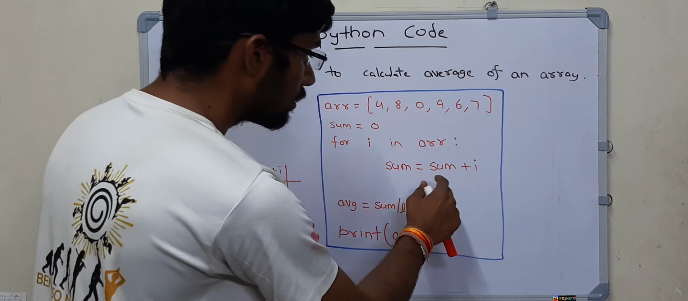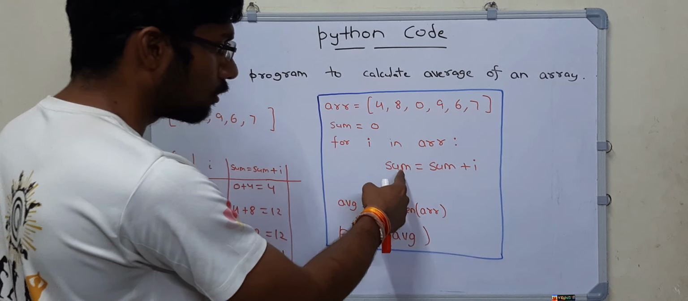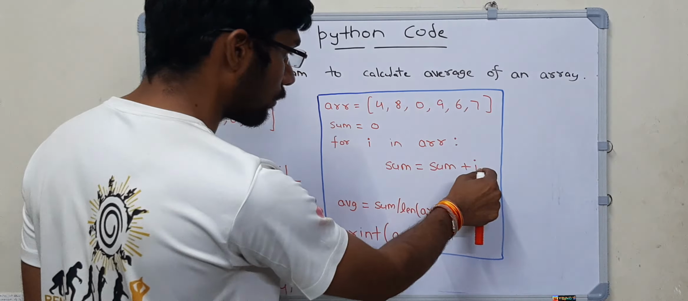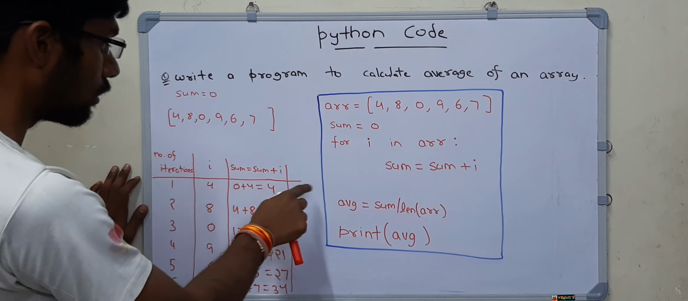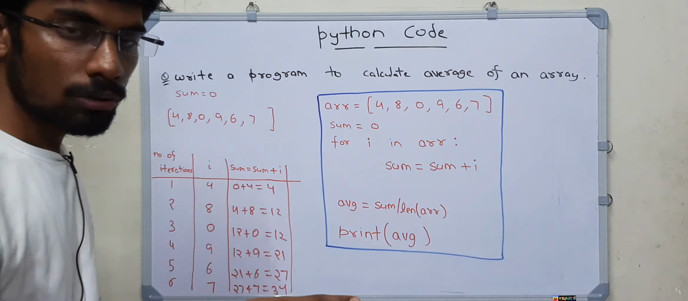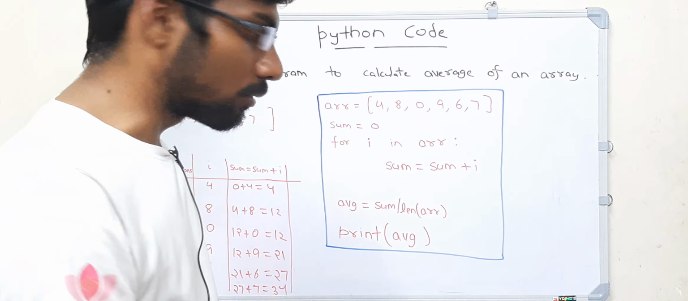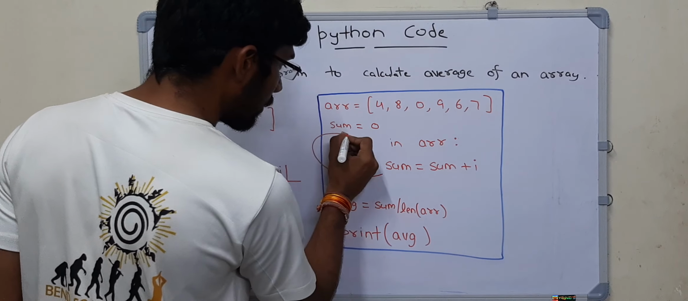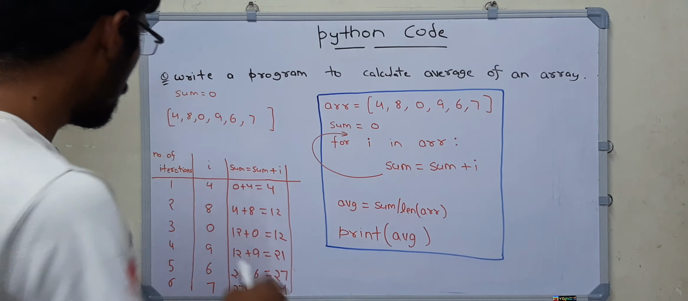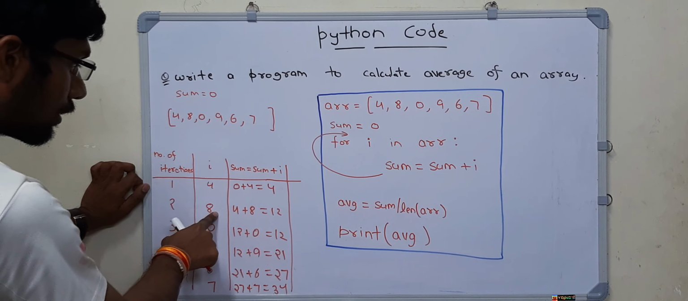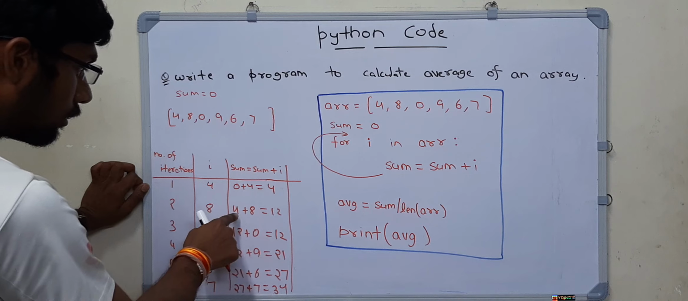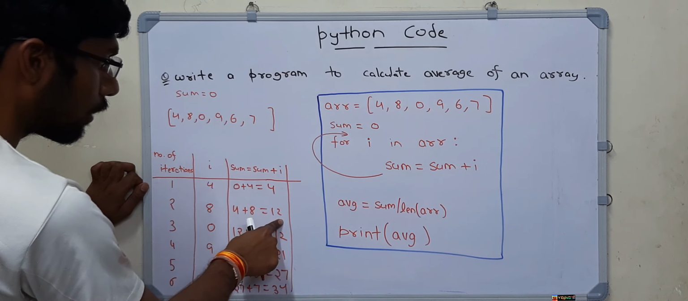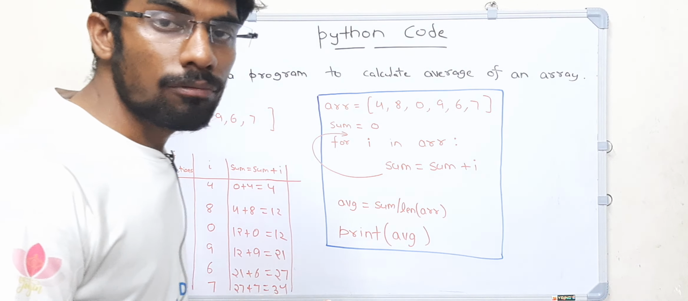So my new value for the sum variable will be 0 plus 4, which equals 4. So my sum variable's value will become 4. Now it will go to the second iteration. In the second iteration I will take value 8. So sum plus i is 4 plus 8 equals 12. So the value of sum will become 12.